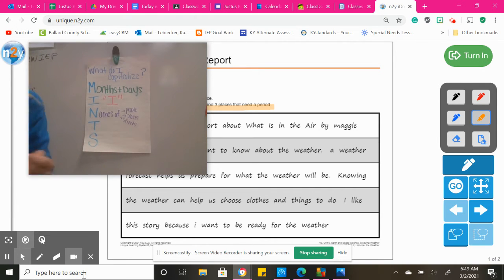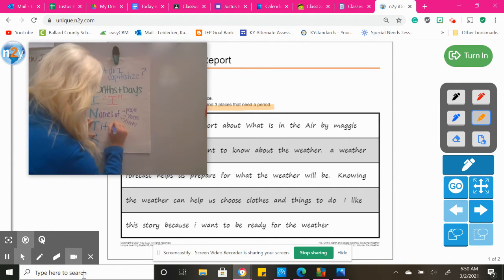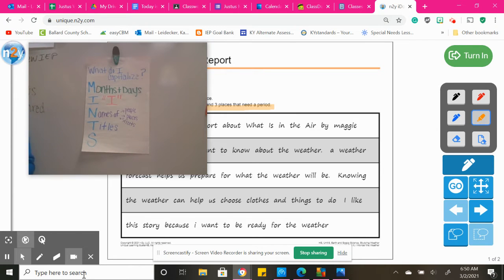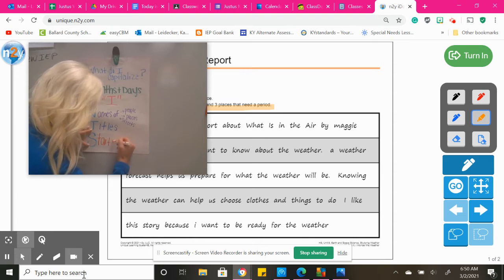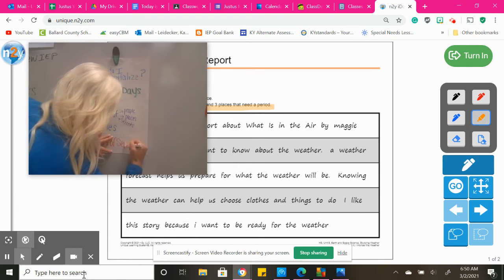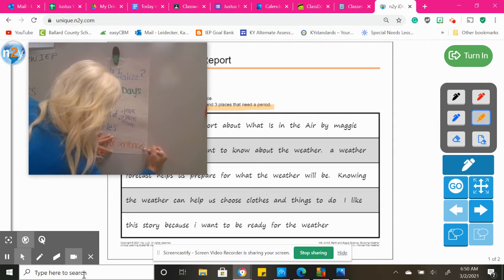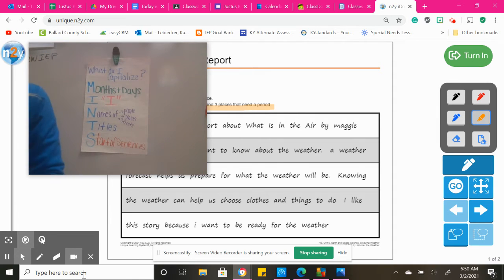And then our T is going to be titles. So the titles of books. Titles of books, titles of movies, titles of newspapers, things like that. And our S is going to be start of sentences. So those are the things that are going to get capitalized.